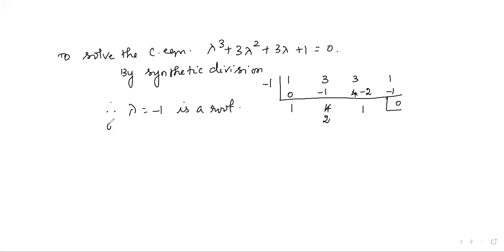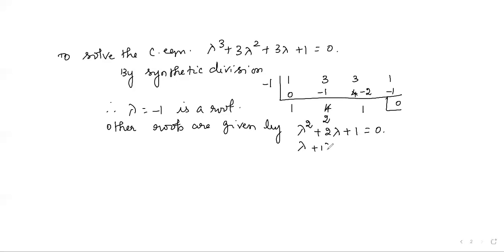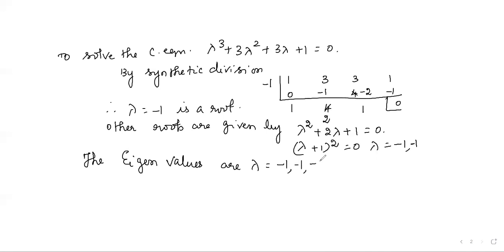And the other roots we have to find out by solving this quadratic equation: 1 into lambda square plus 2 lambda plus 1 is equal to 0. Since the equation is lambda square plus 2 lambda plus 1 is equal to 0, which can be written as lambda plus 1 the whole square is equal to 0. And therefore we'll be getting the equal roots. The equal roots are nothing but minus 1 comma minus 1, it is repeated twice. And therefore the eigenvalues are lambda is equal to minus 1, minus 1, minus 1.